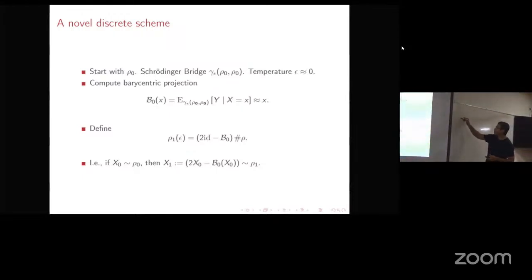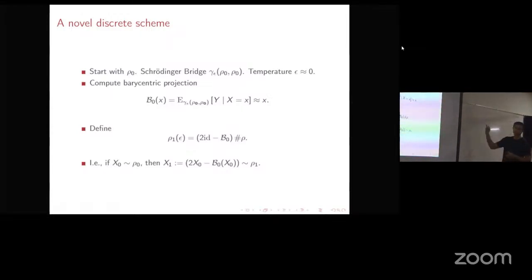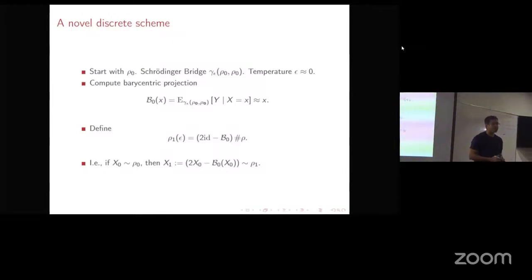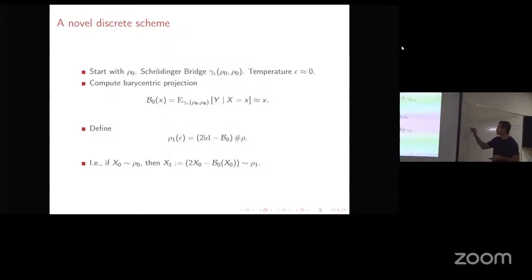So I have my rho naught, and I want to transport to rho naught. What do you think is the Brenier solution? What do you think is the Monge map that is the optimal solution going from rho naught to rho naught? Just identity, right? If I sample my x from rho naught, I would take x to x, and this will give me a cost 0.